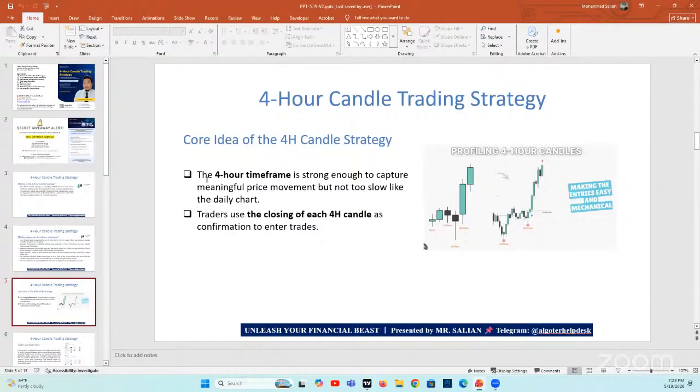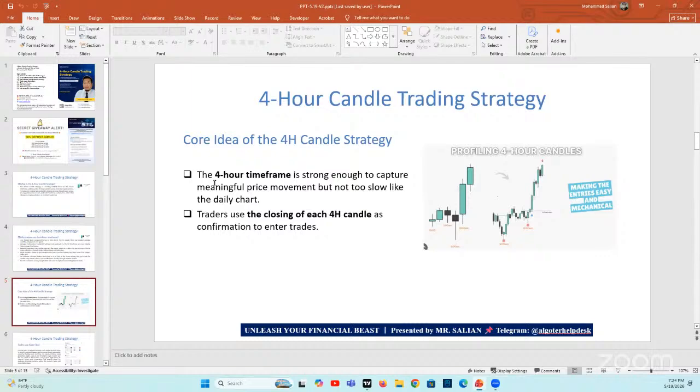So the core idea, the 4 hour time frame is strong enough to capture meaningful price movement, but not too slow like the daily chart. For the daily, you will only have one candlestick per day. For the 4 hour, you will get five, right? So it's okay. It's at least some action going on there. Traders use the closing of each 4 hour candle as confirmation to enter the trades.